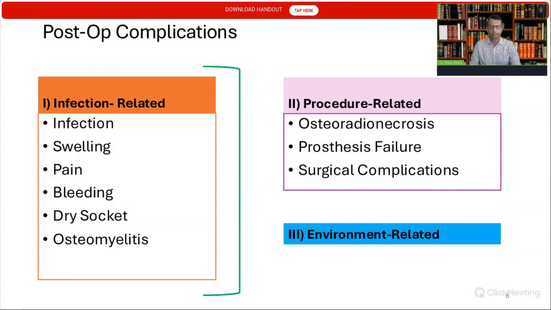The procedure-related complications stem from the dental procedure itself and may involve operator-related complications like applying excessive force during tooth removal, nerve damage, or improper prosthesis technique leading to implant failure, or crown fracture. The third kind is environment-related, which includes factors like operatory hygiene, air quality, aerosol management, and so on. Poor operatory hygiene or inadequate air quality also plays a big role in creating post-operative complications. However, in this presentation, we are entirely focused on infection-related post-operative complications in clinical dentistry.